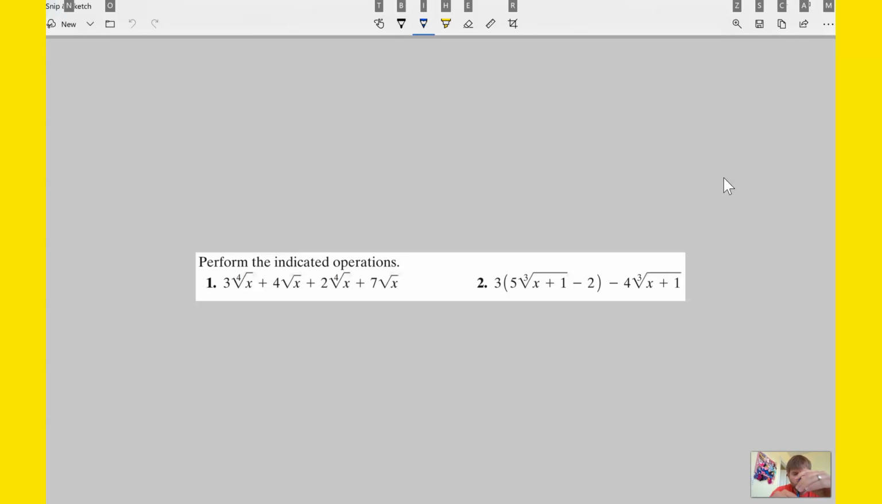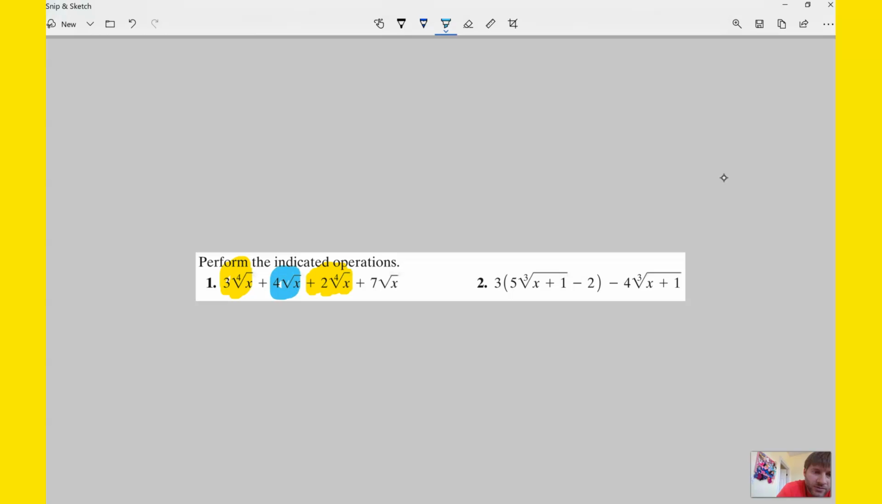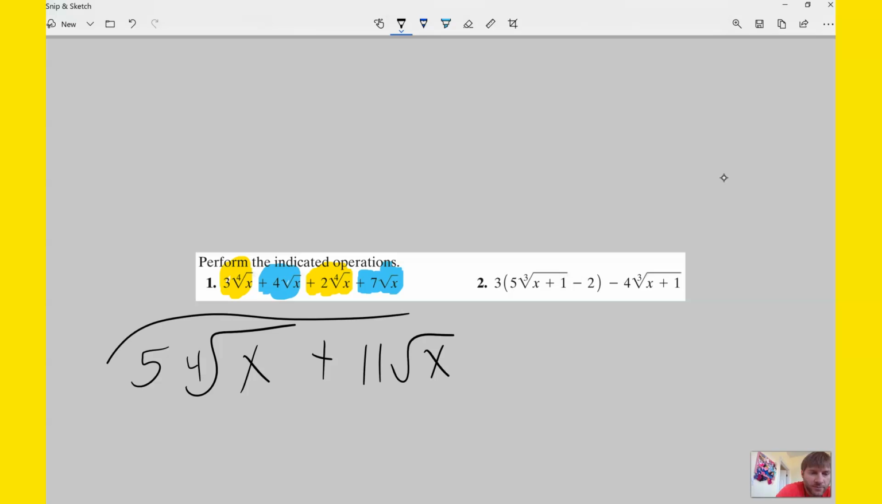All right, so what about on this one? Well, what are our like terms? We have a 4th root of x term here, and we have a 4th root of x term here, and they're going to combine together. Then we have just a square root of x term here, and a square root of x term here, and they're going to combine together. So the 3 4th root of x plus the 2 4th root of x gives me 5 4th root of x. And the 4 square root of x plus the 7 square root of x gives me plus 11 square root of x. And that's my answer.